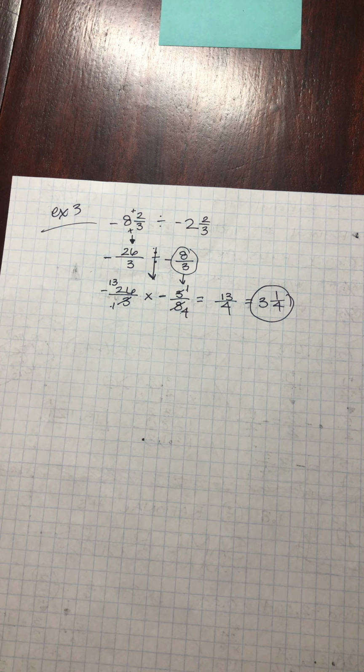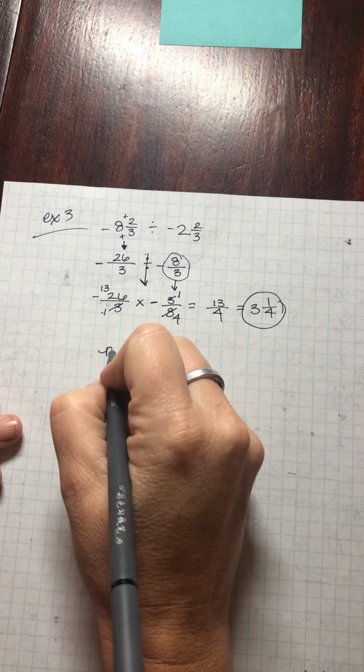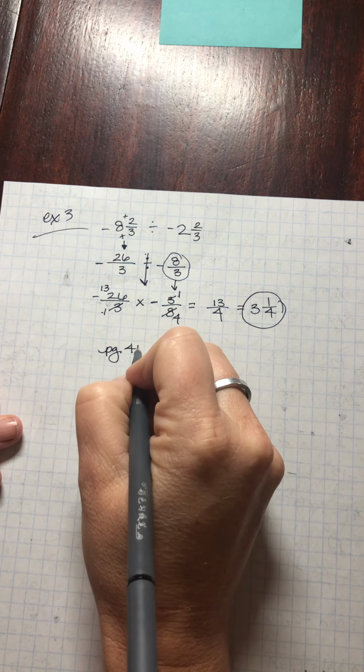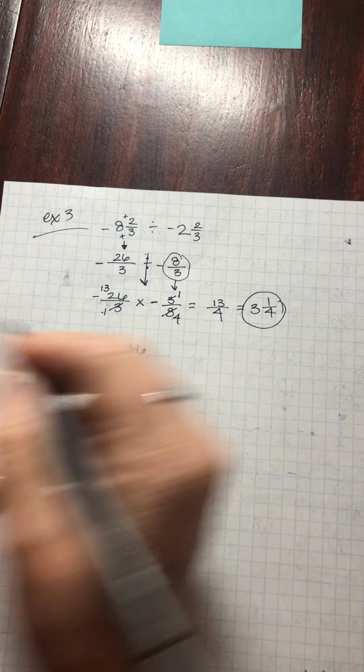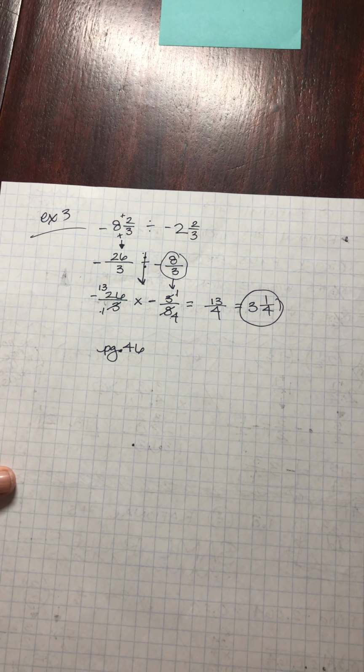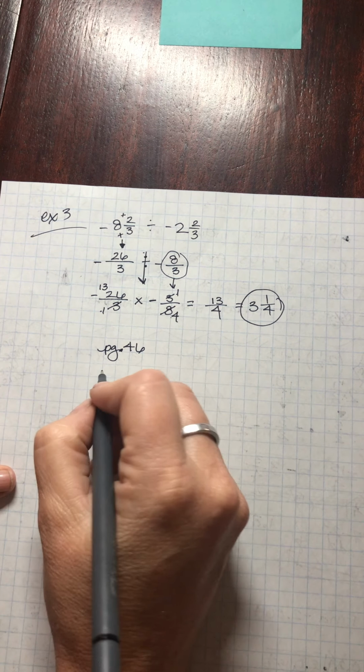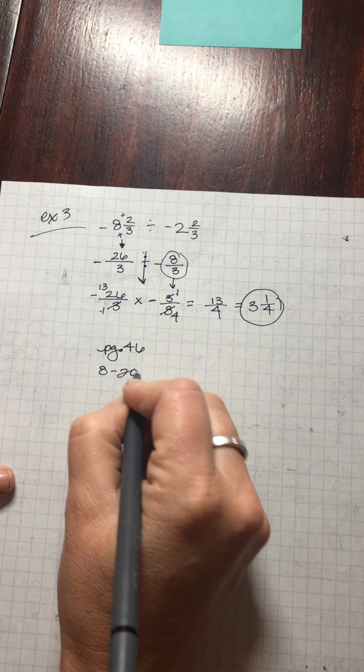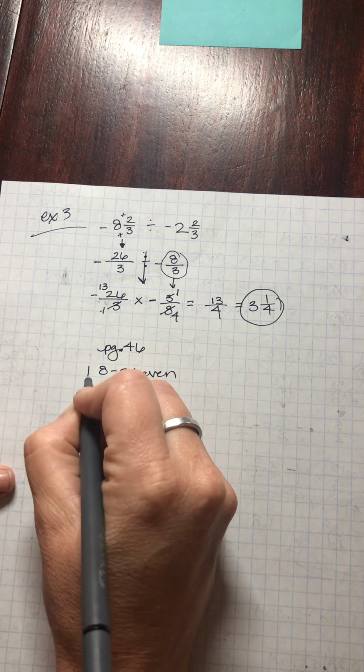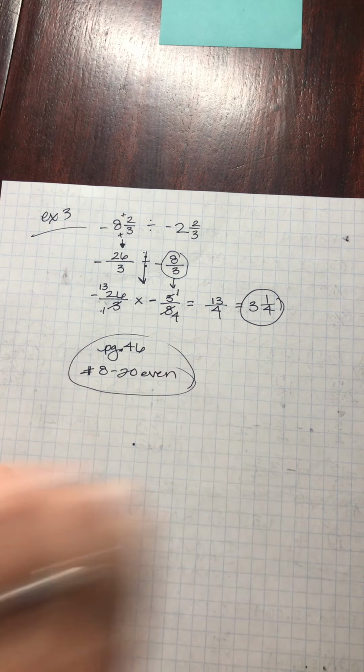Okay? All right, this is what you're going to be doing today. We are looking at homework on page 46. Okay? And I would like for you to do 8 through 20 even.